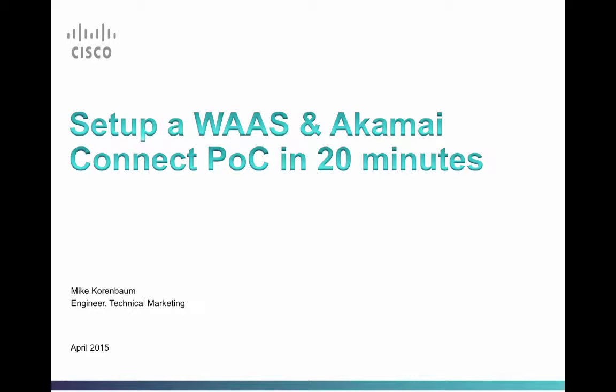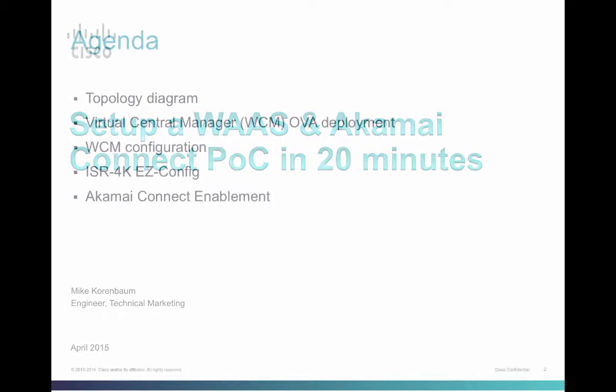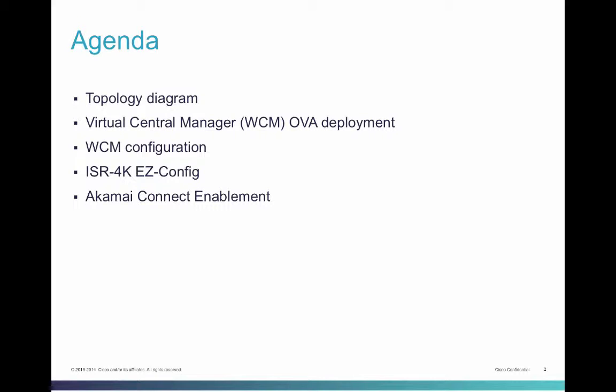I'm going to show you how you can set up a WAAS and Akamai Connect proof of concept in 20 minutes. I'm going to show you a topology diagram of the simple lab POC with a virtual central manager and an ISR 4331 that will run ISR-WAAS plus Akamai Connect. We'll show you the central manager OVA deployment in ESXi, walk through the WCM configuration, show you the easy config script on the ISR 4331, and then show you the Akamai Connect enablement.